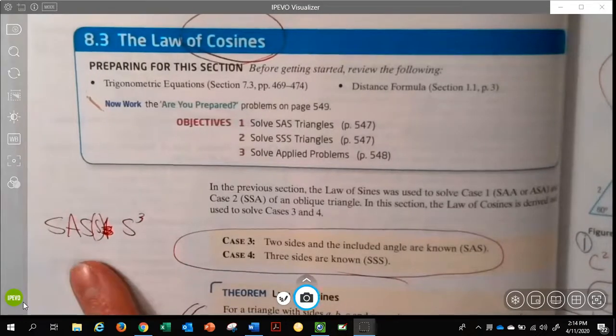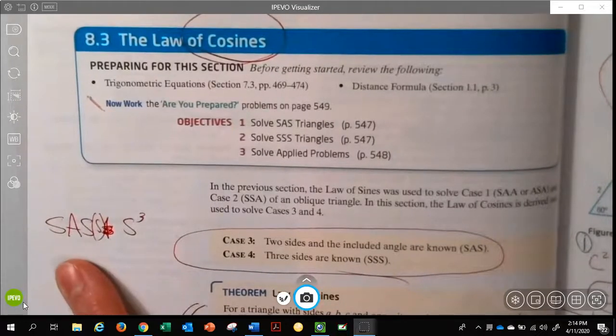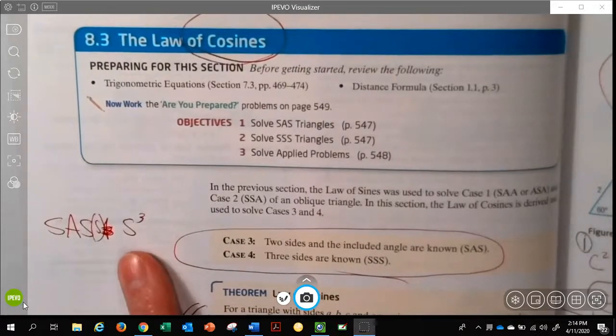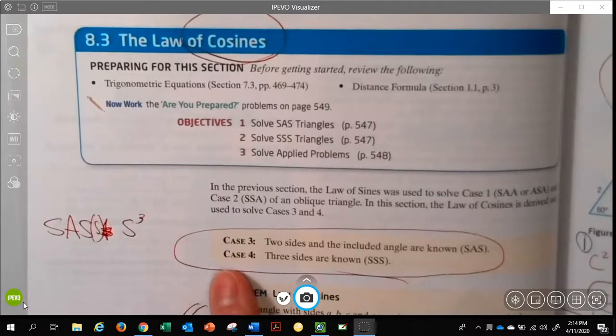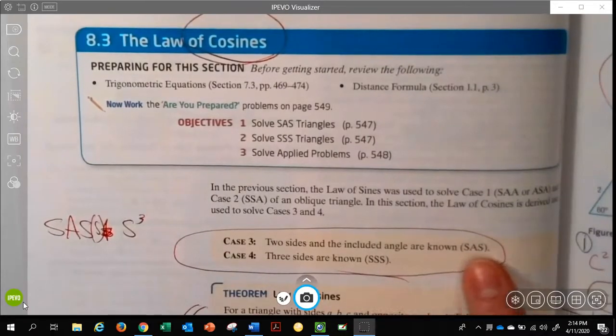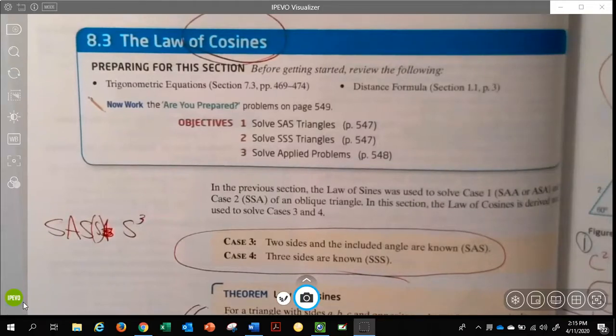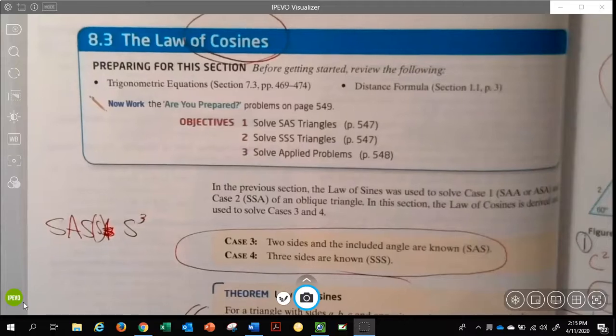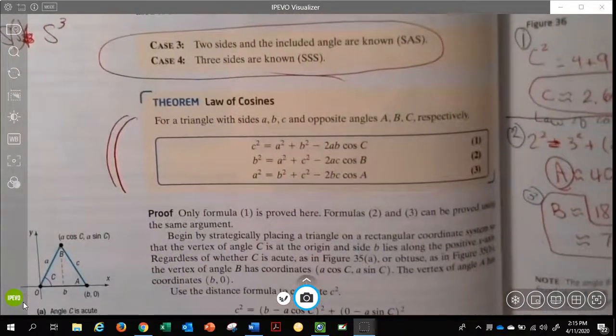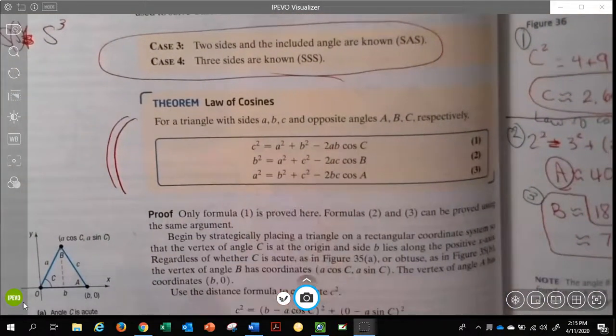If we had been in class, I would have told y'all these are the sassy ones, or the S cube. These are case 3 and 4. These are the ones where the sides are intact and we're not going to have ambiguous cases. We've got a big old formula, but it's not bad when you start breaking it down. And it is based on Pythagorean theorem.